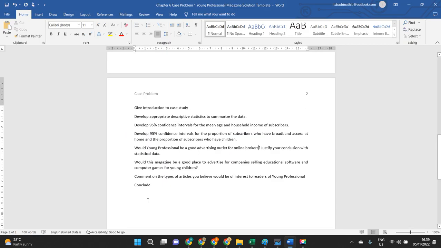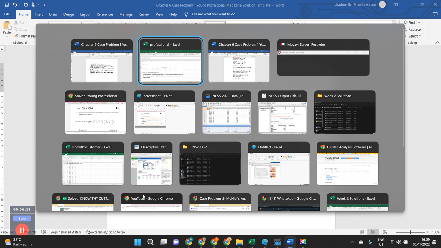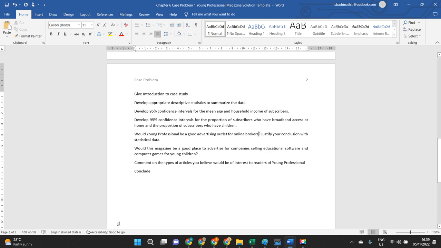And finally, we are supposed to comment on the type of articles you believe would be of interest to readers. So what type of articles would be of interest has to be discussed. Mostly, as children are more present online and we are about to advertise educational software and computer games, it is good if we create articles that are related to computers and the products that we are selling online. So that should be commented on here.